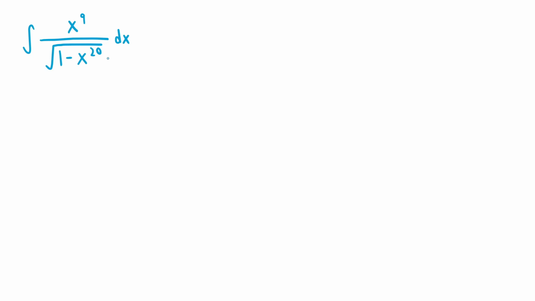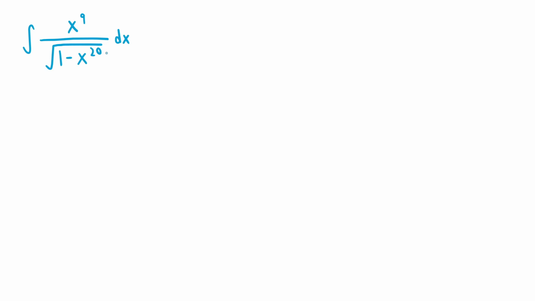So if we substitute u equals x to the 10th, the denominator becomes the square root of 1 minus u squared, which would be exactly the denominator of the expression for the derivative of arcsine of u. In order to substitute u equals x to the 10th, we would need to have a 10x to the 9th term in the numerator since the derivative of x to the 10th is 10x to the 9th.